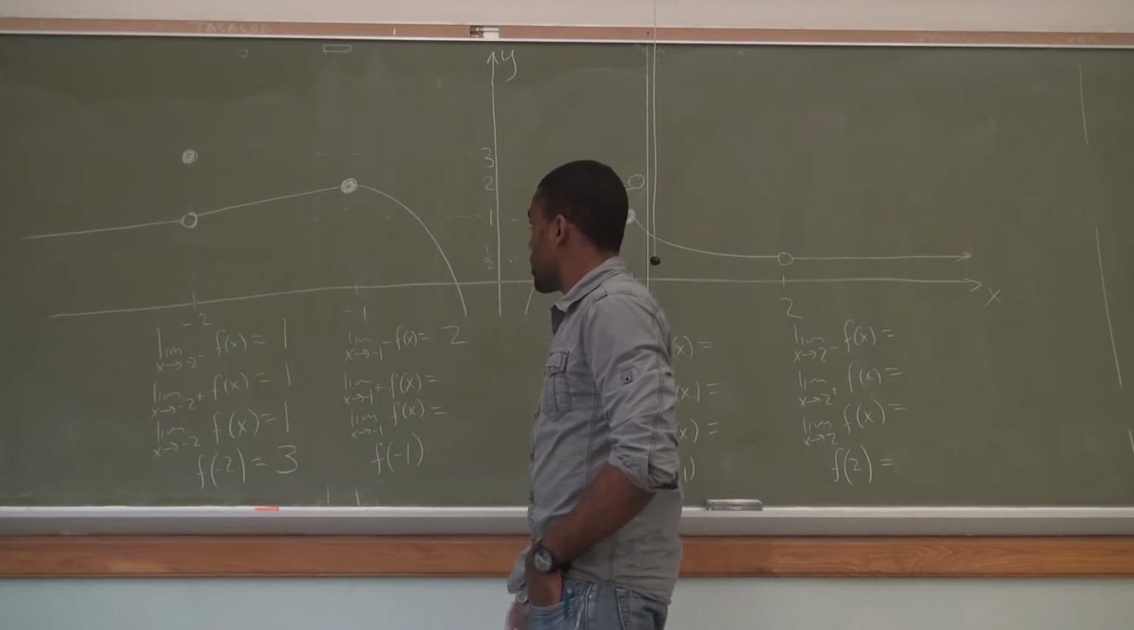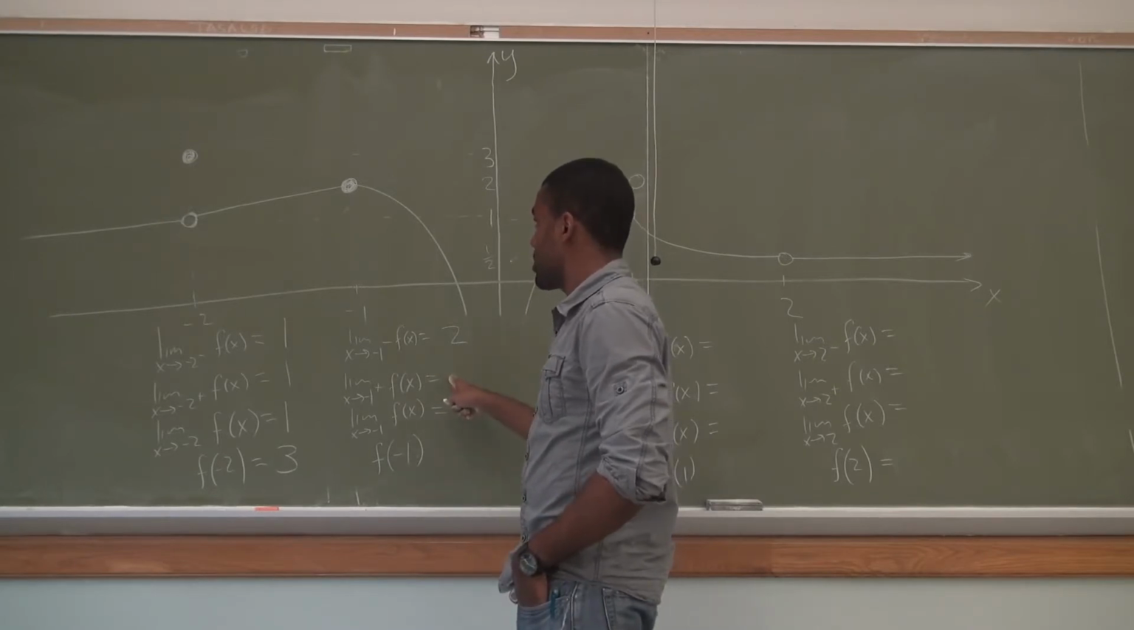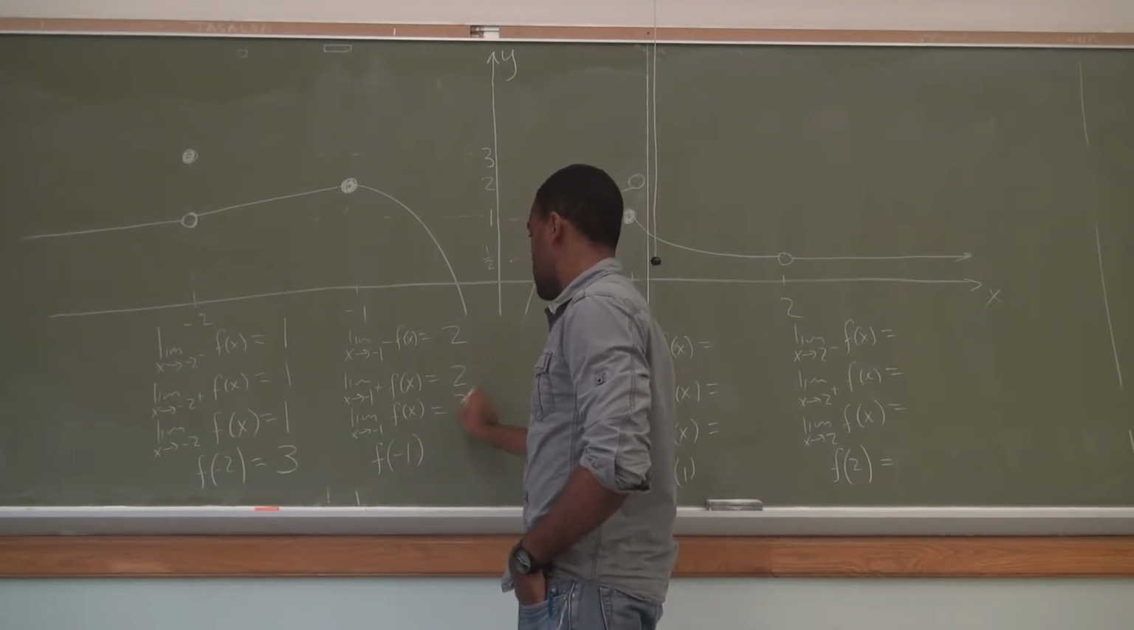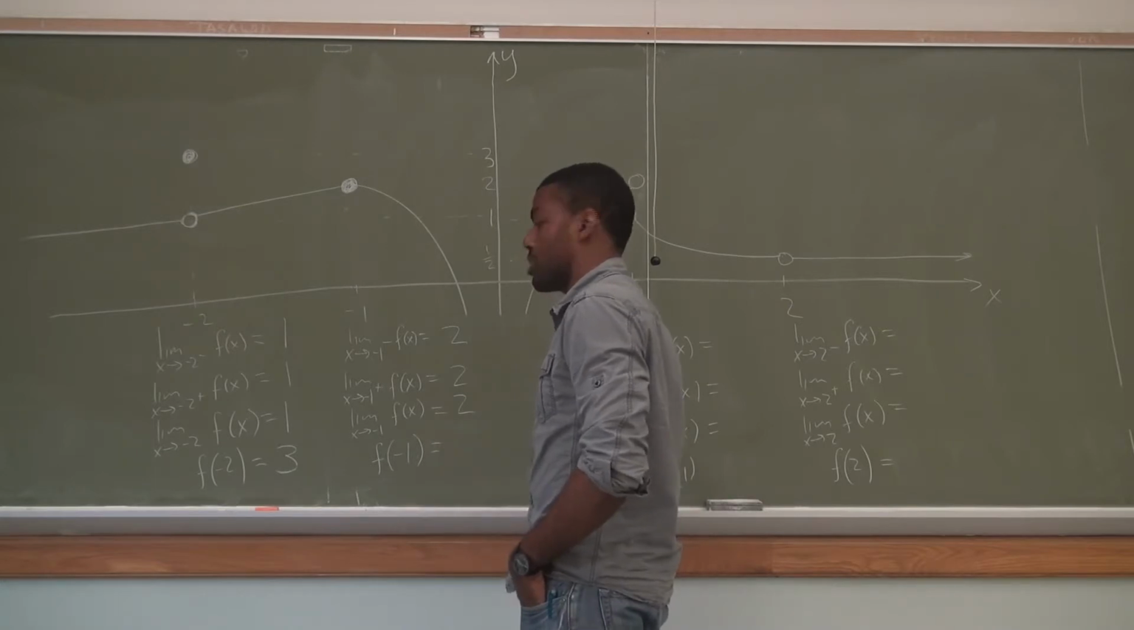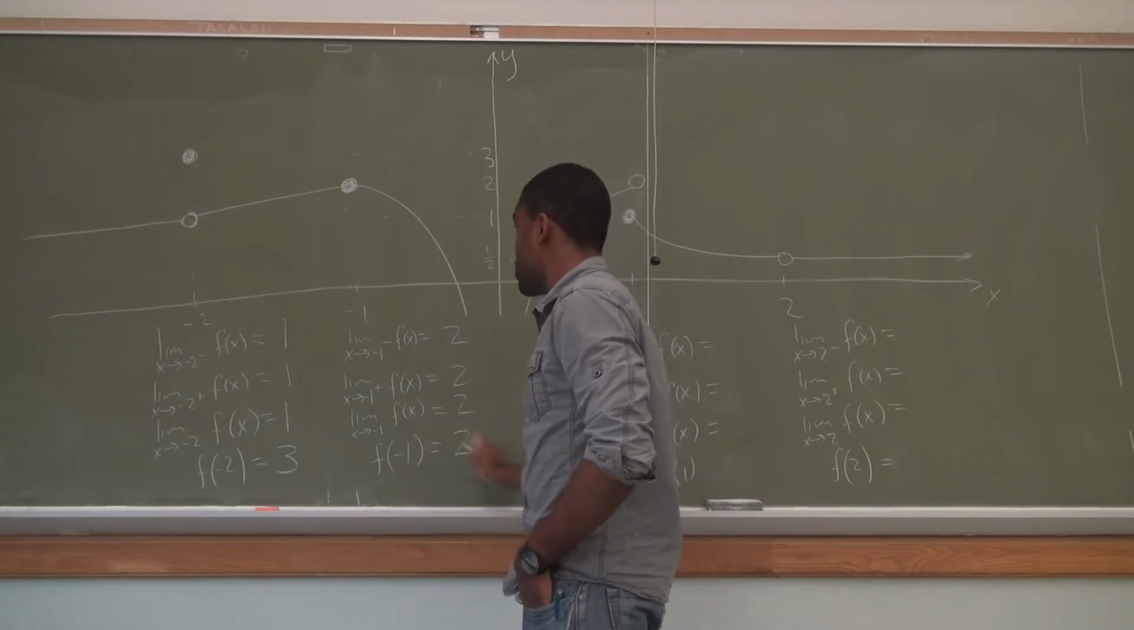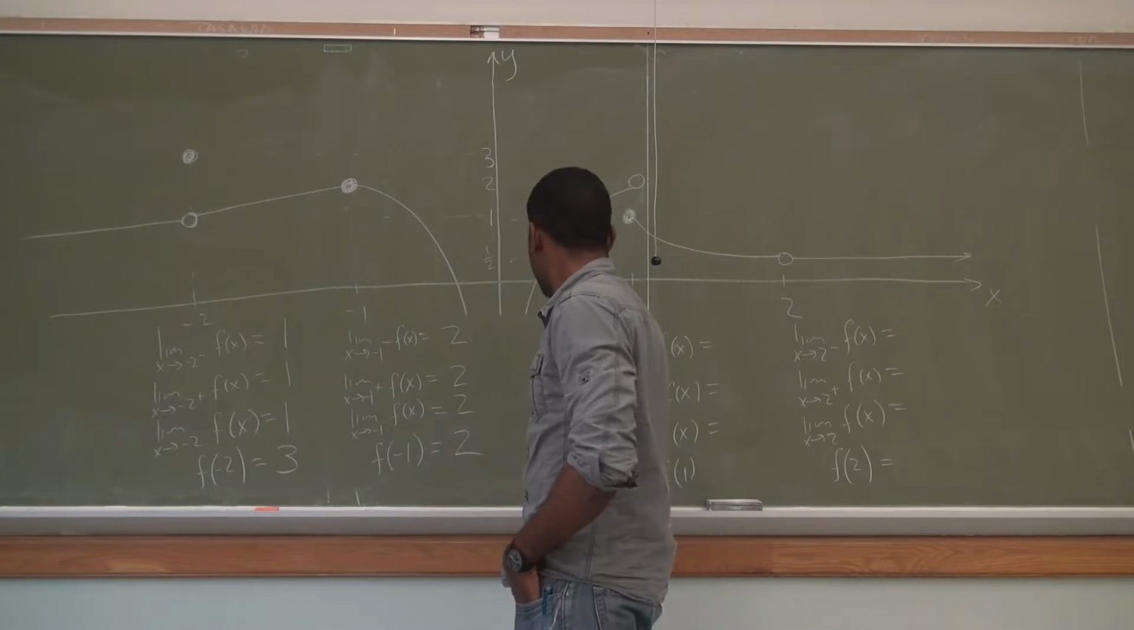2. From the right? 2. What is that? The minus 1? Does not exist? No. It's also 2, right? We're filled in there. Oh yeah.